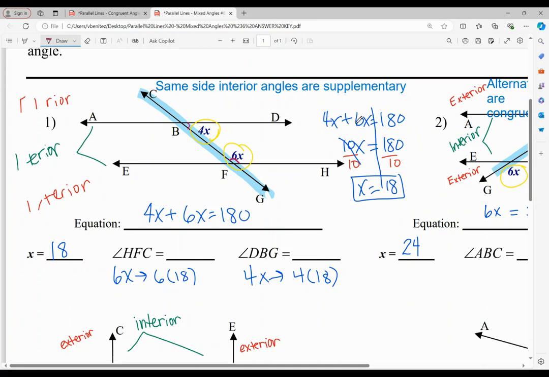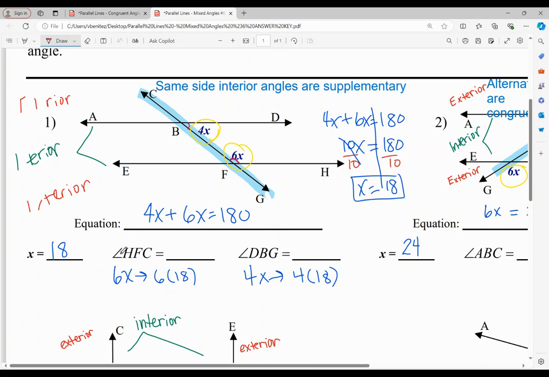Then we follow all the algebraic steps to solve for x. First, we combine like terms here to get 10x. And then to get x isolated by itself, we divide both sides by 10, resulting with x is equal to 18. Just like the previous problems that were congruent, then we have to find the other two angles.